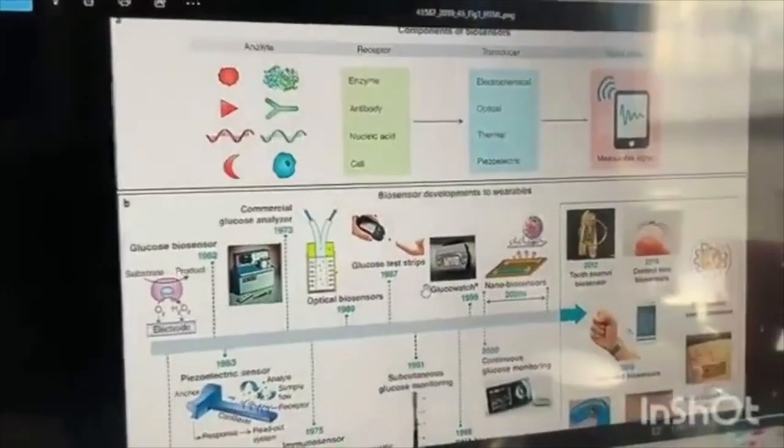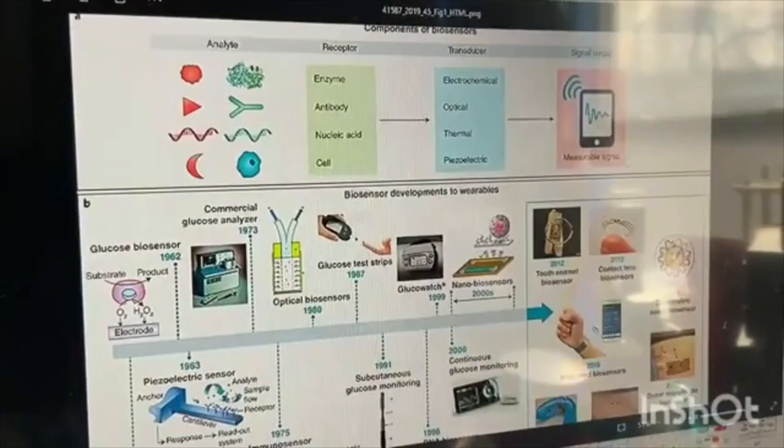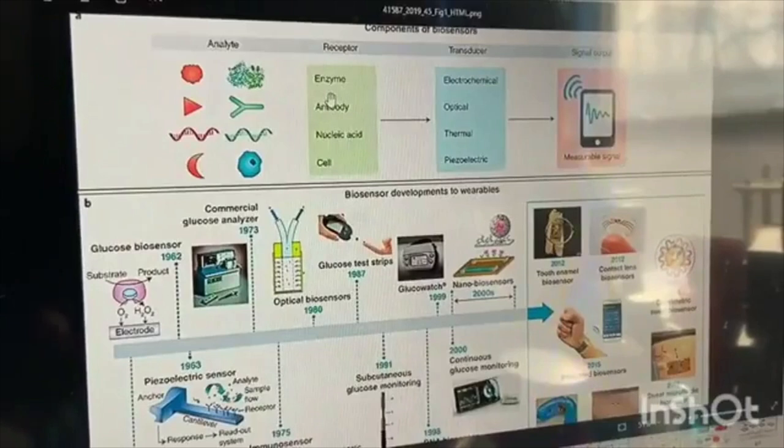Okay, 2012, 2015. Biosensors are not only made up of nanotechnology. They can be made up of your own DNA, RNA, enzymes, antibodies, nucleic acids, any type of cell you have. And we are taking your biological signals and we are turning them into digital signals that are measurable and sending them to your phone. This is intra-body area networking.